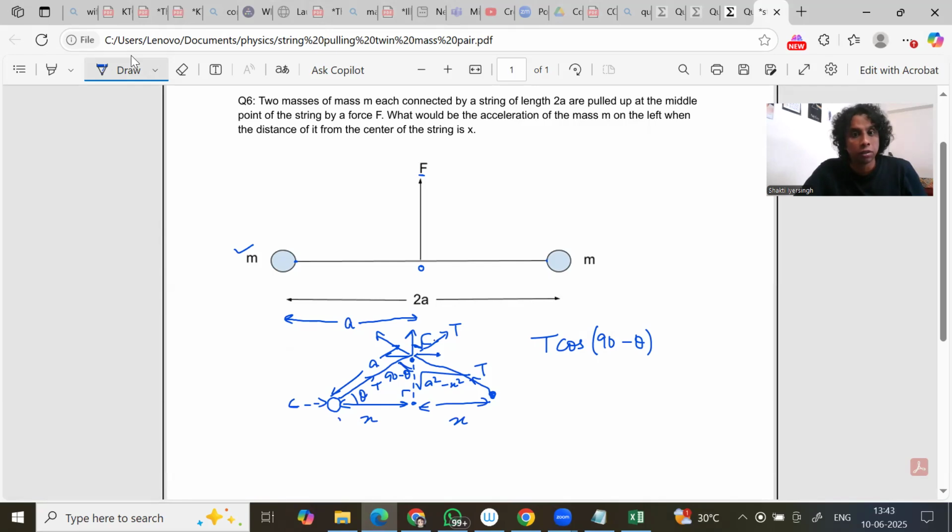The vertical component of this is T cosine 90 minus theta, which is nothing but T sine theta. And there is another vertical component coming from this part of the string, which also contributes another T sine theta. So in total, I have 2 times T sine theta. And this is going to be equal to the force F, because this is the net force upwards.